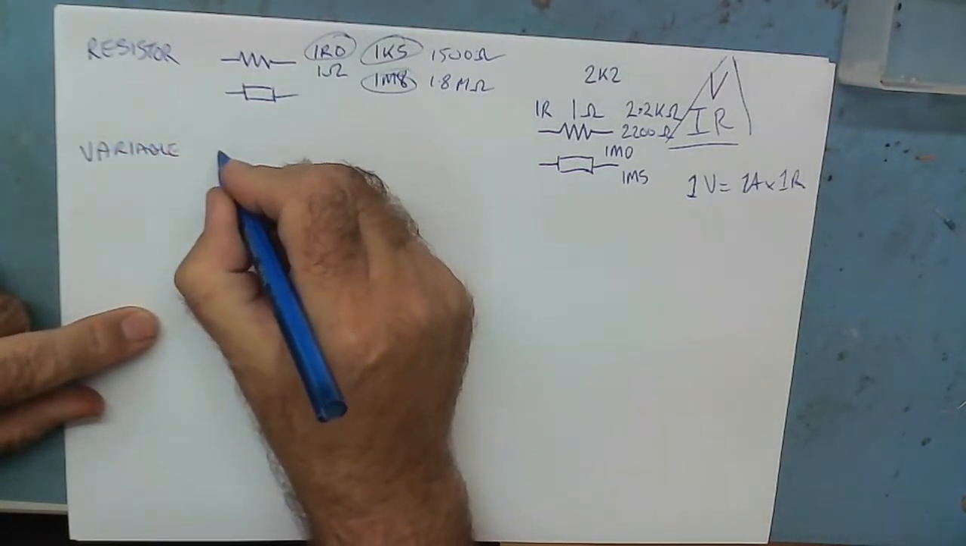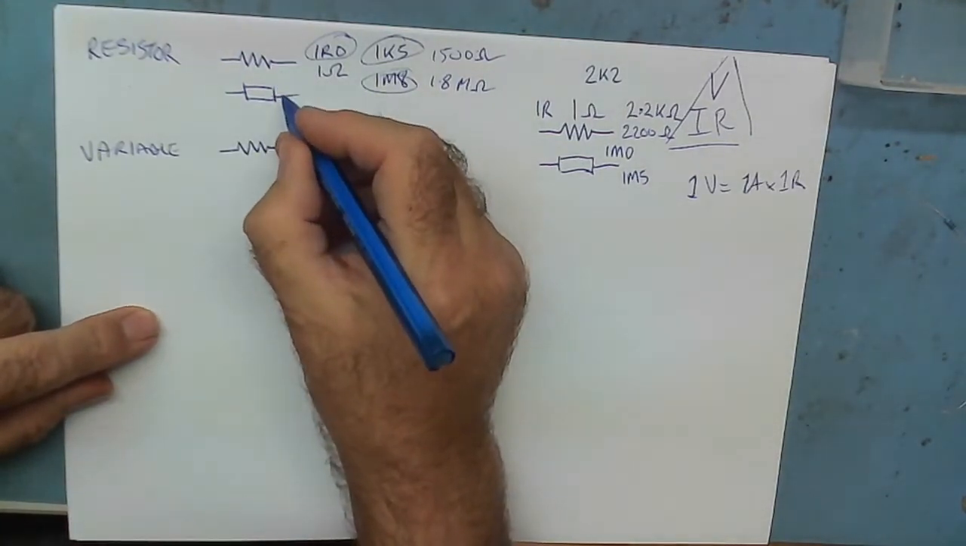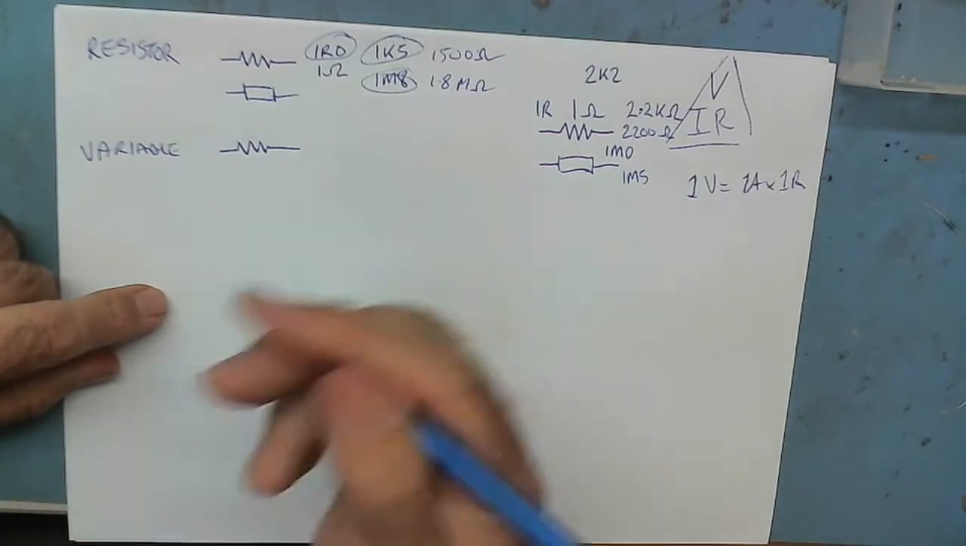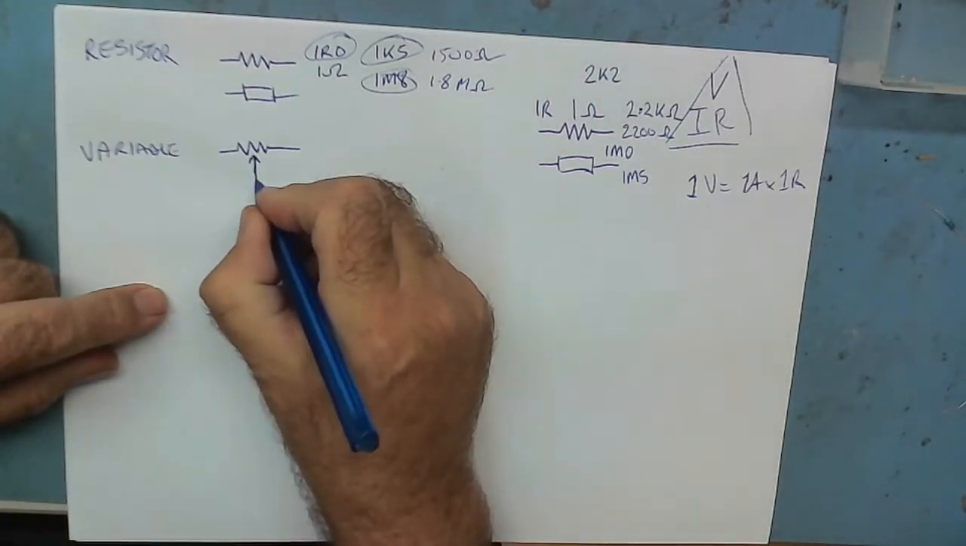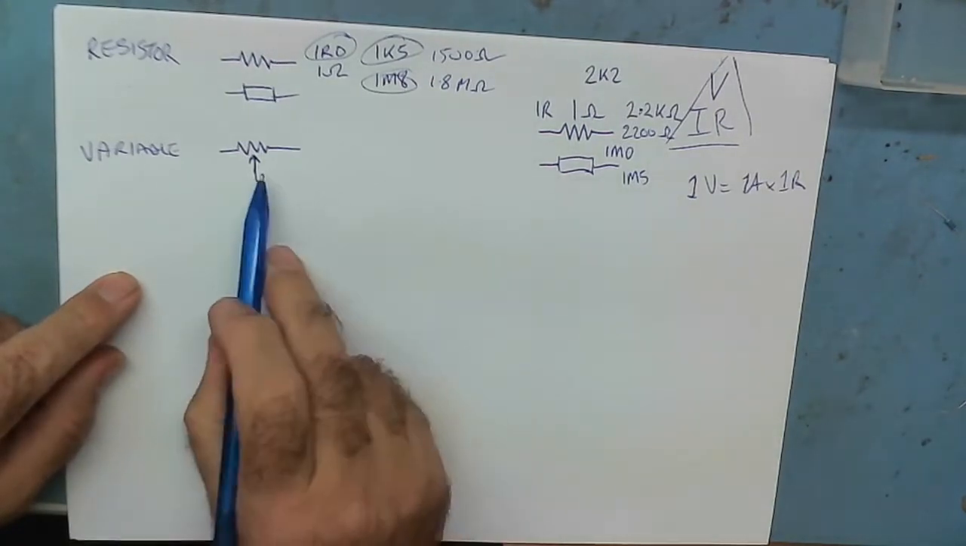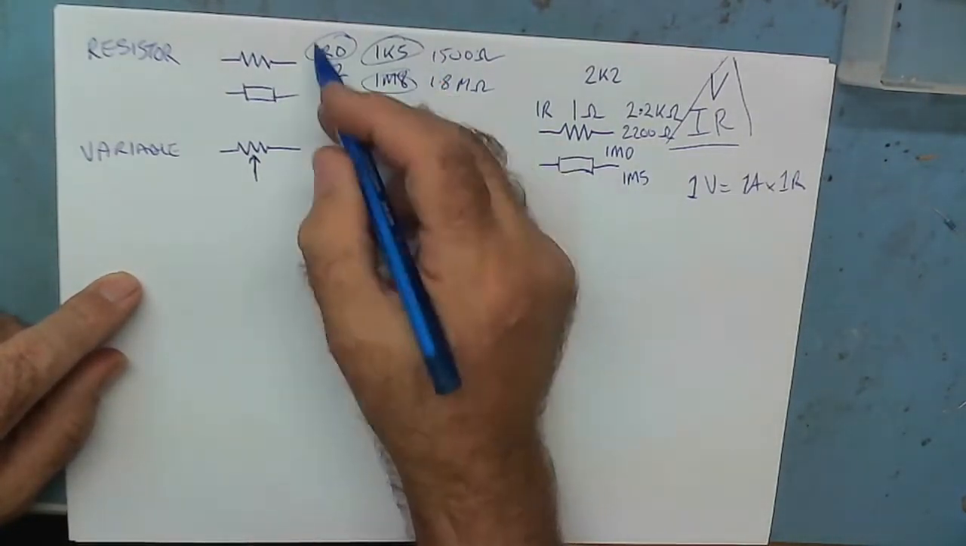Variable resistor, two symbols again. I've got a feeling this is the international one and this is the American one. Maybe somebody can tell me if that's correct. So that is a symbol for a variable resistor. This basically is the slider. These again are marked in the same way.